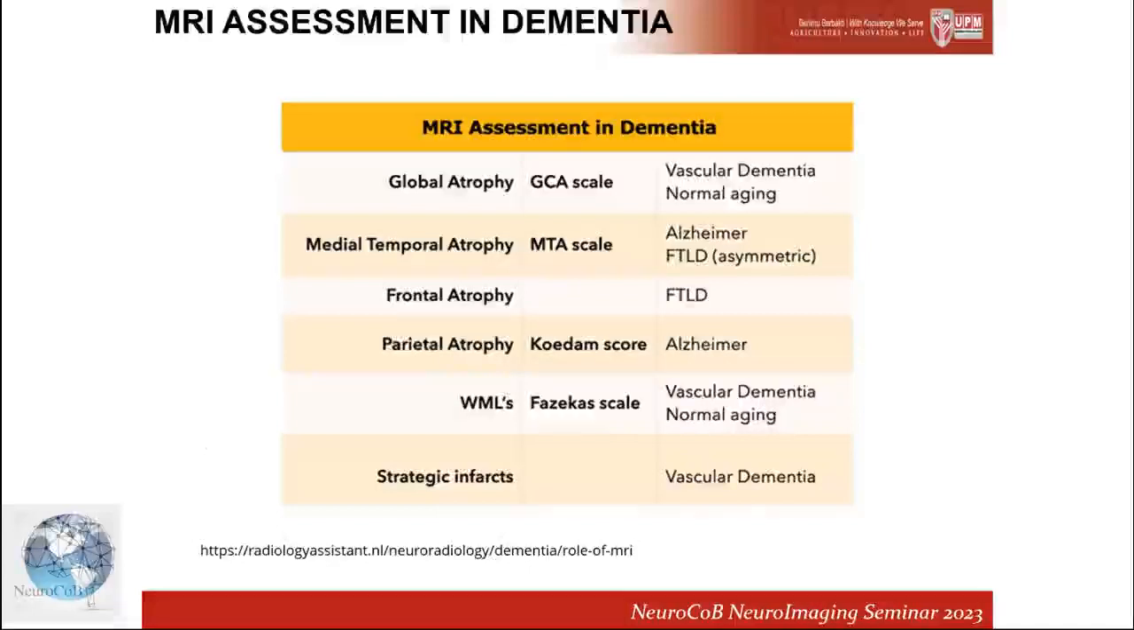Okay. So let's say if the GCA scale is high, it indicates global atrophy. So the differentials that we should think of are vascular dementia and also normal aging. If the MTA scale is predominant, we have to go towards Alzheimer and also FTLD. If there is frontal atrophy, it is FTLD. For parietal atrophy, we use the Koedam score to assess. If it's high, and with the patient presentation, we will think of Alzheimer. For the white matter changes, we use the Fazekas scale. It's predominant in vascular dementia. So remember, there are two, four, and two scales.